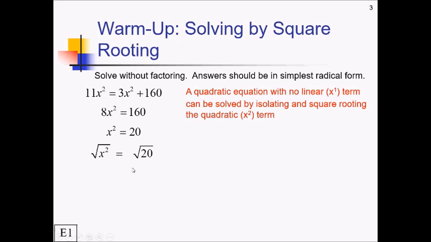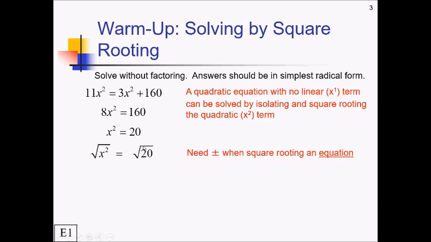Now, when I do this, I actually have to write a plus or minus right next to that radical 20. We need a plus or minus when square rooting equations. It's not built into the square root, but when you're square rooting an equation, you're asking what could I plug into x squared to get 20?